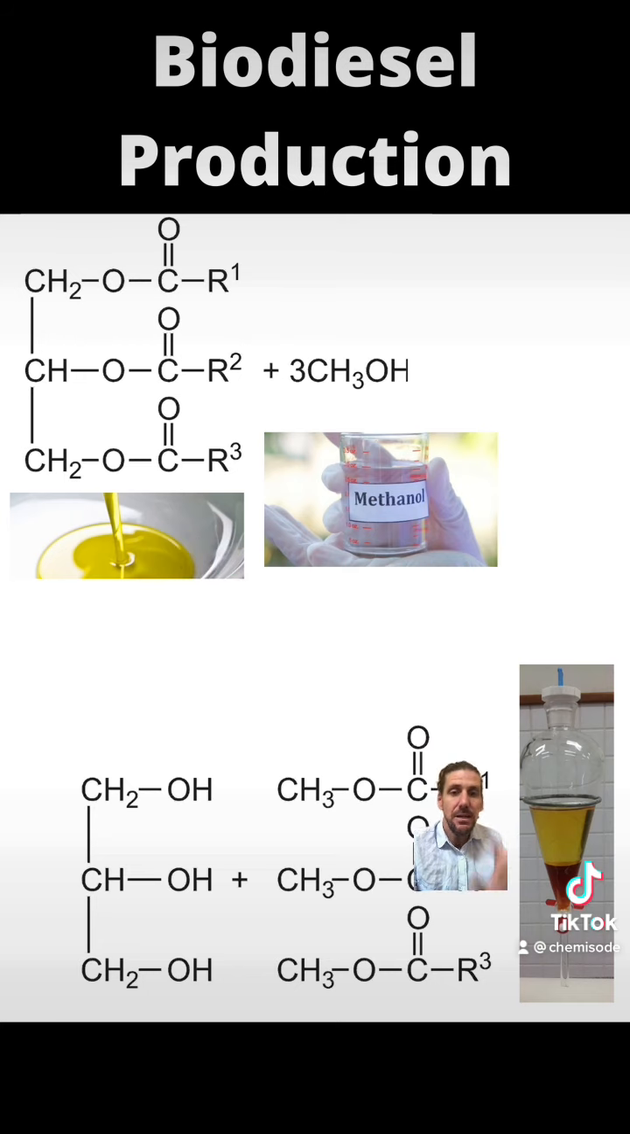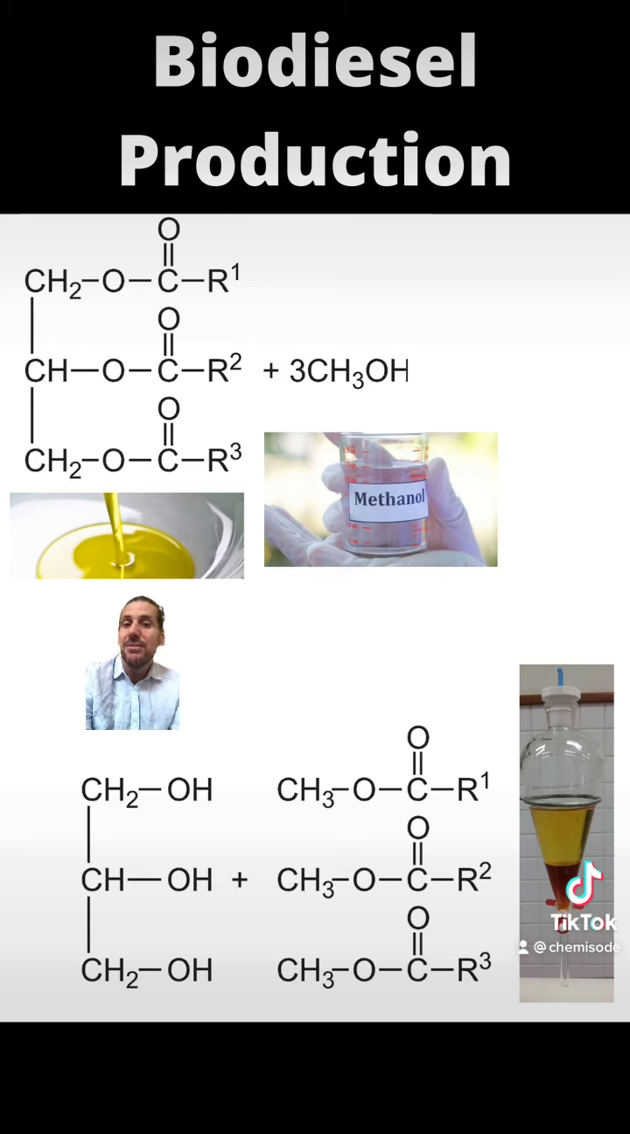Now, the mixture that you actually end up with when you do this reaction looks like this here. This is the mixture of my glycerol, which is my browny substance down the bottom there, and my methyl esters, which is the clearer, fuel-like looking substance there as well. So when you do this reaction, you get 2 separate layers.